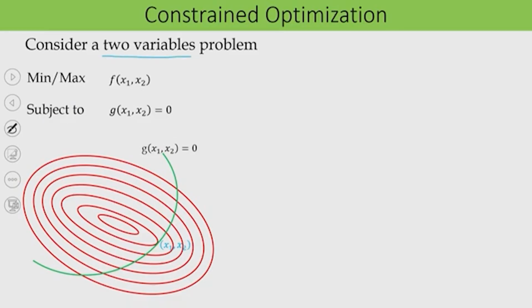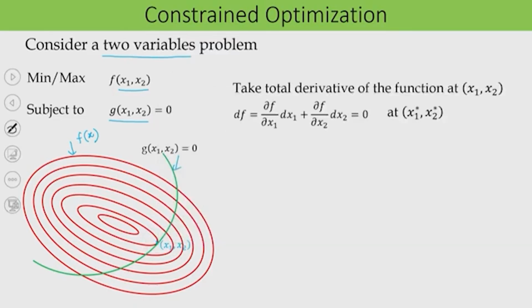So, I have considered two variables, that means the function is f of x1 and x2, subject to g(x1, x2) equal to 0, and this is the function. If I plot it, this is the function f(x), and this is basically the g equal to 0 line. Now, suppose the solution is somewhere here. If I take the total derivative of this function at x1, x2, because I am trying to find out the necessary and sufficient condition.